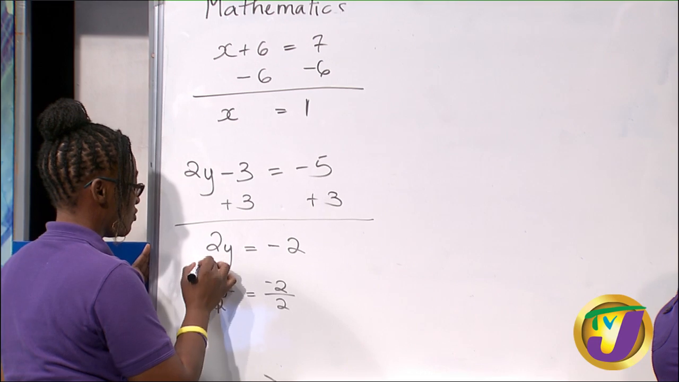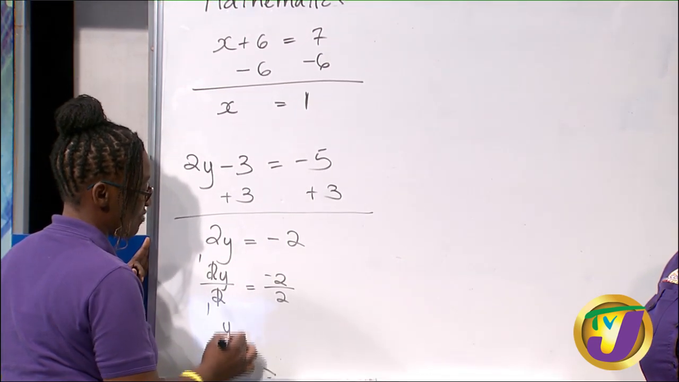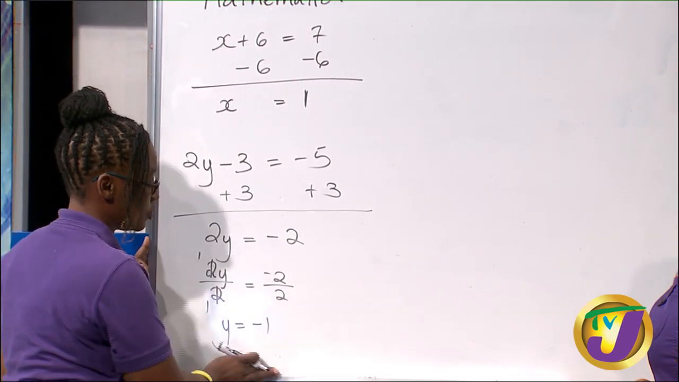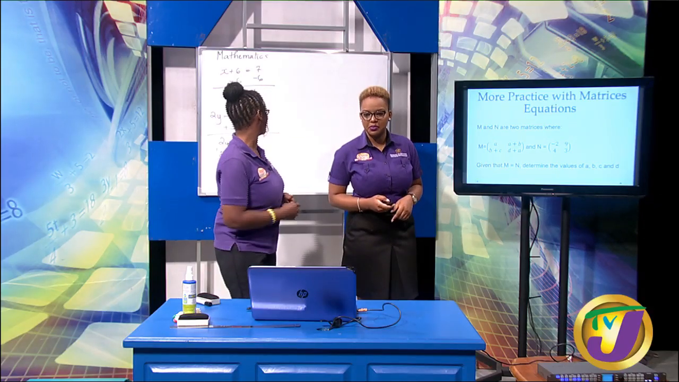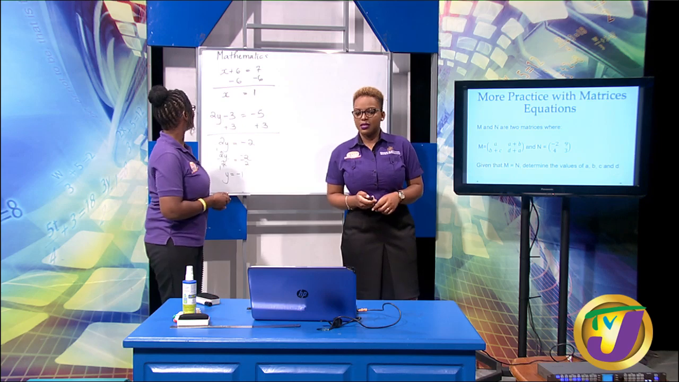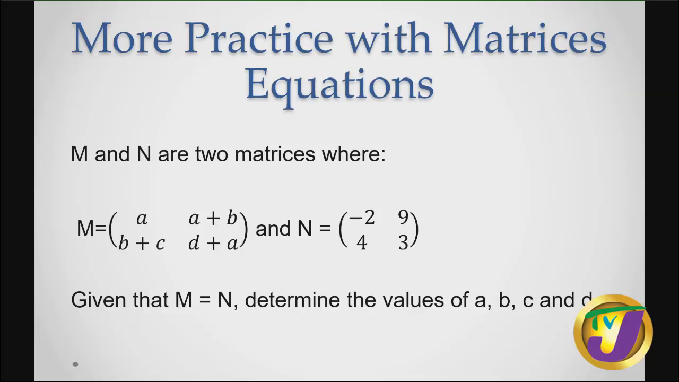2 into itself, 1. 2 into 2, 1. So now I have y being equal to negative 1. This is so interesting. Yes, y is equal to negative 1 indeed.